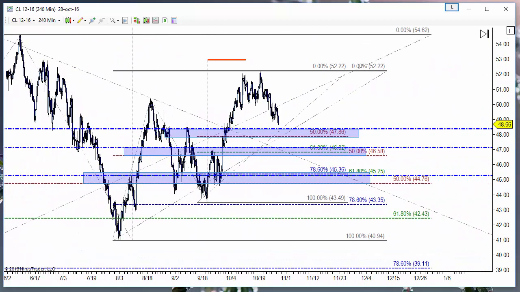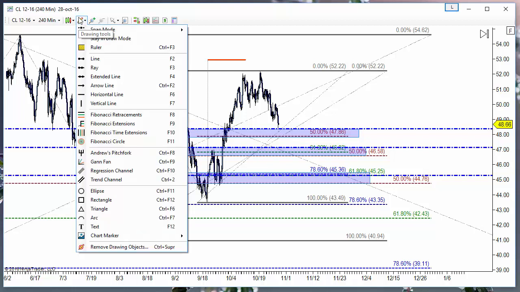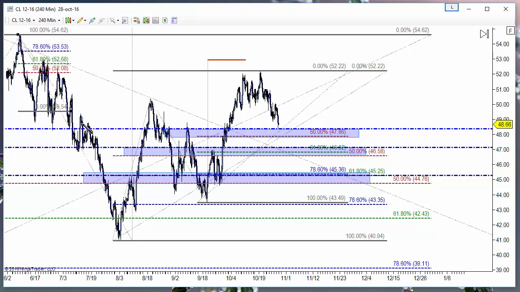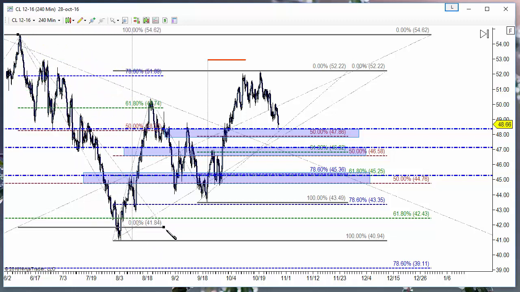We can take also into account the retracement from the high, because all current retracements are from the low. But as we approach the high, we must also take into account those retracements. So let's paint a retracement from the high.